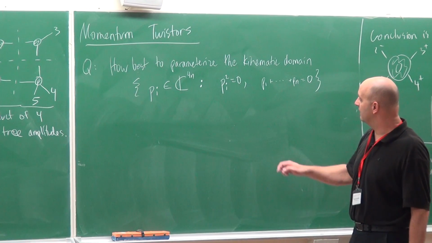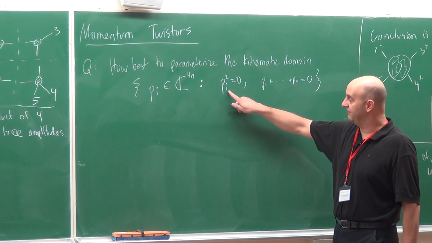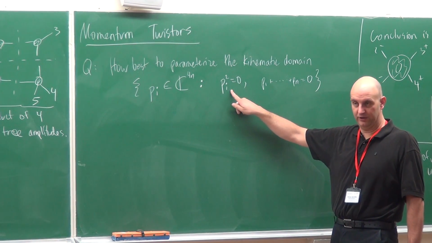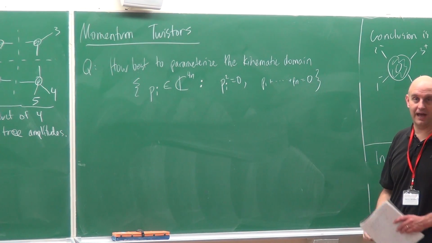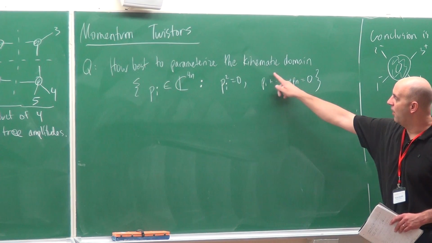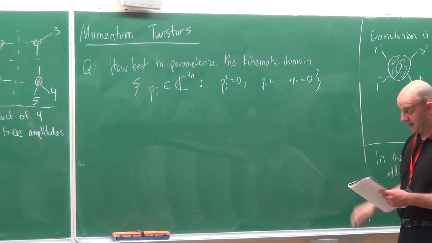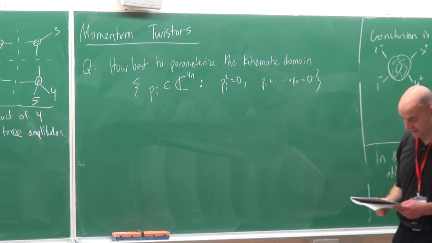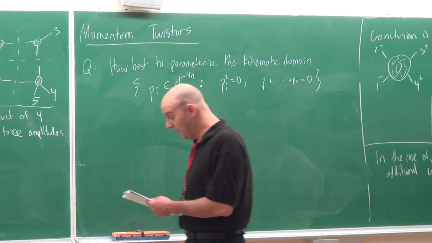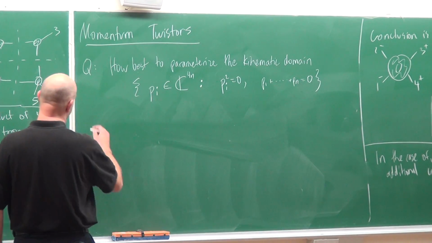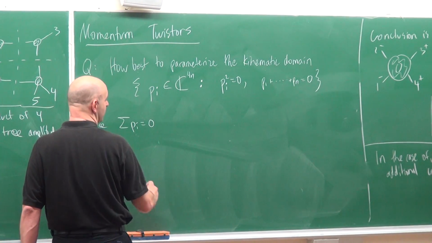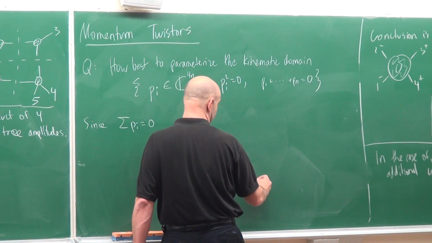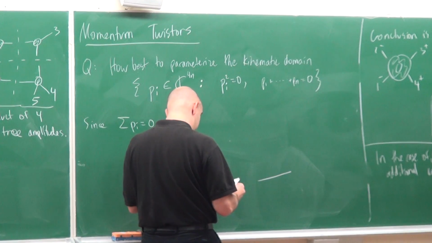We saw in the lecture yesterday that this can be taken care of by going to spinor helicity variables. But even in spinor helicity variables, you still have a quadratic constraint on your spinor helicity variables coming from overall momentum conservation. So the idea is the following. Since the sum of the p_i is equal to 0, you could imagine drawing them one after another.